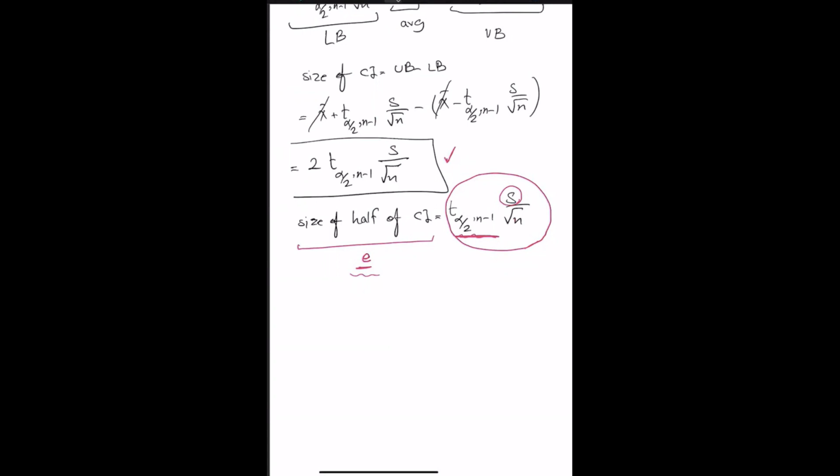The only thing I can potentially play with is n, which is the number of replications or the size of the sample. If I want to reduce the size of the half of the confidence interval, I have to find a way to reduce this expression. For this to happen, the only thing I can play with is n, and I have to increase it, because n is in the denominator. If I want this whole thing to decrease, I have to increase the value of n, and as a result, this whole expression will decrease.